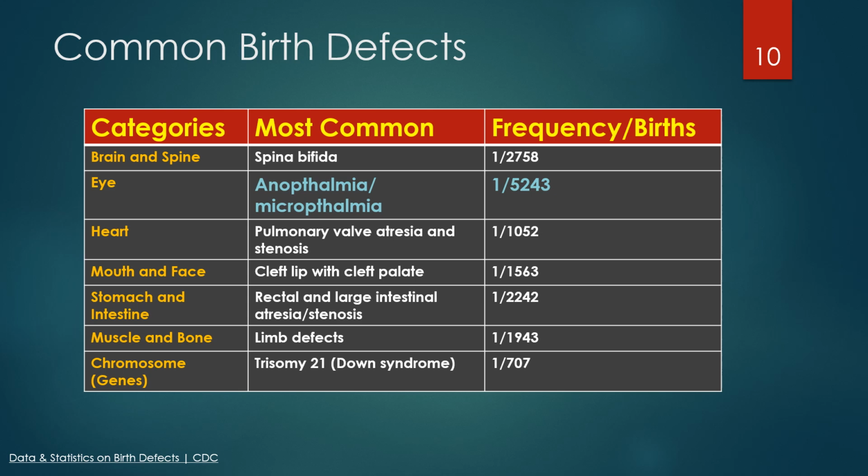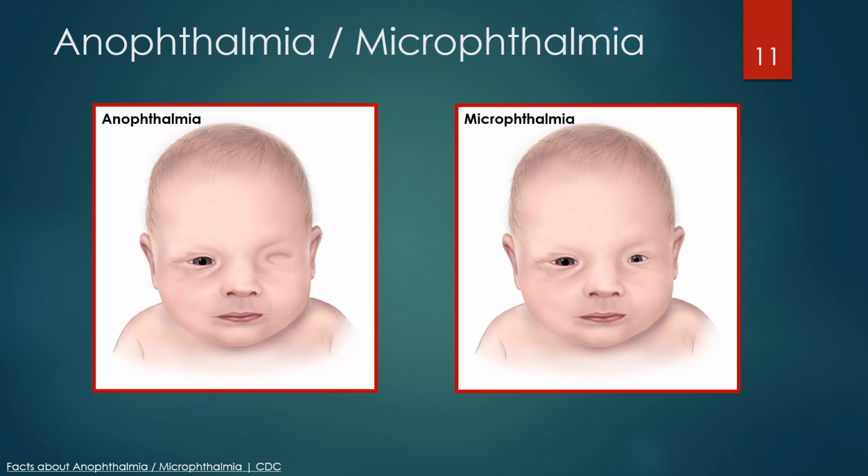The most common eye birth defect is anophthalmia microphthalmia, occurring in 1 of every 5,243 births. Anophthalmia means that a baby is born without an eye. Microphthalmia means the baby's eye is small and may be associated with other abnormalities that reduce vision in that eye.